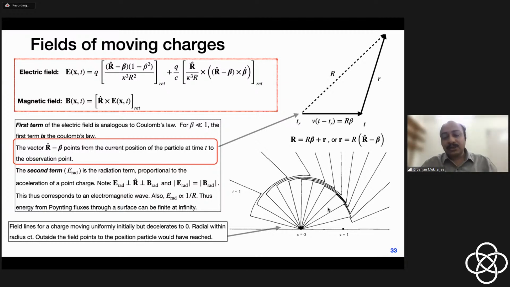But what is interesting is the initial configuration of the moving charge was looking like this. The final configuration after the charge has stopped is just purely radial, coming from x equals 0. And then there is a thin transition region over which this is changing. This is the electromagnetic radiation that is spreading out radially, spherically outwards.